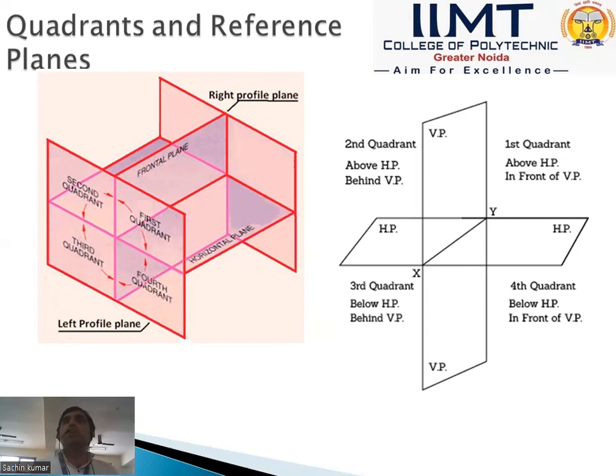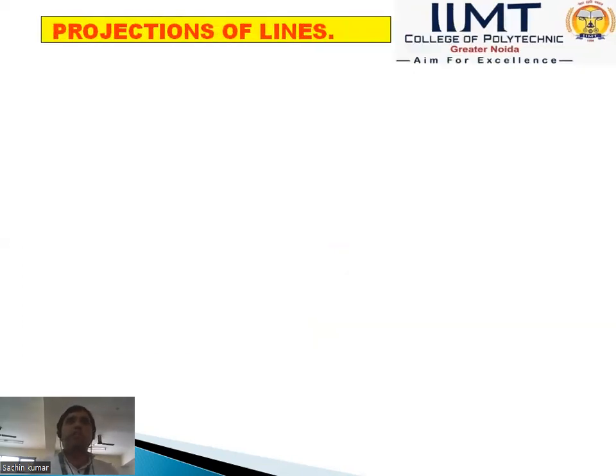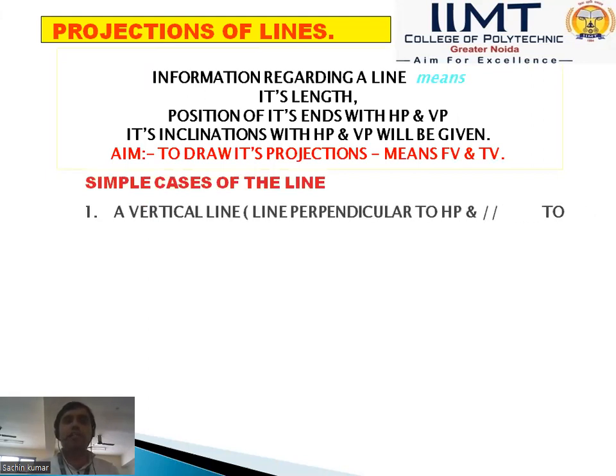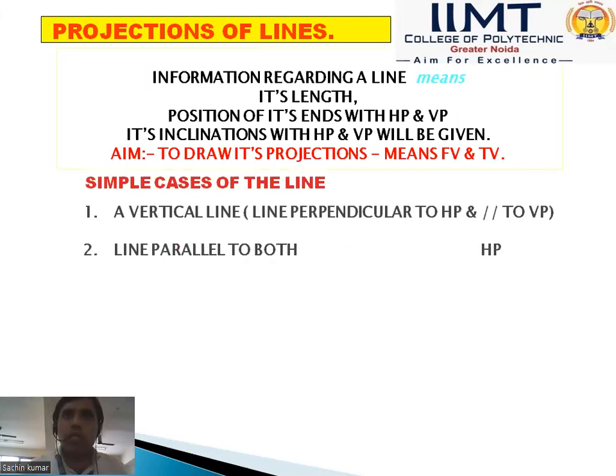This is a projection of line, a very important topic for the diploma student, because every year one or two questions come for exams, and also for the BTech first year student to understand the projection of line. So in the next slide we have discussed how to line. What do you mean by the line? It means the conditions of line. A simple case of a line: a line is perpendicular to the HP.